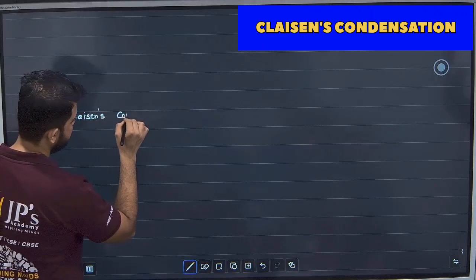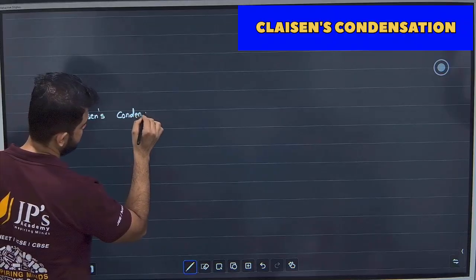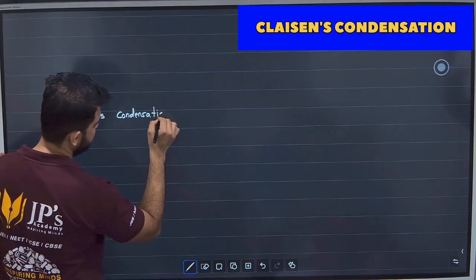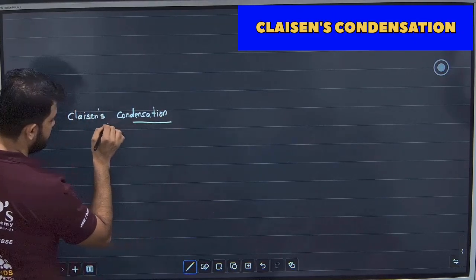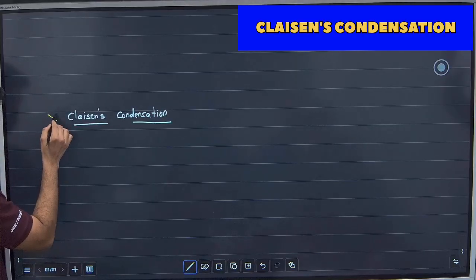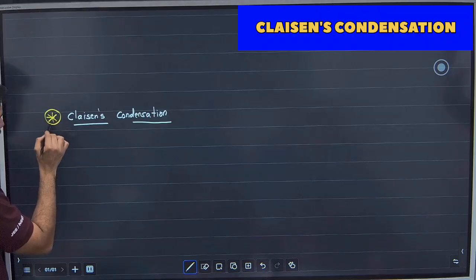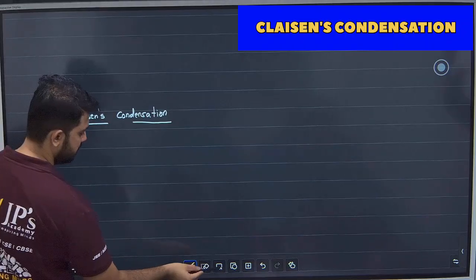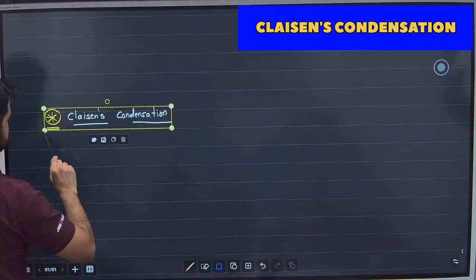Claisen's condensation. Can anybody tell me the reaction number? The next reaction that we have is called Claisen's condensation. चलो, let's understand कि Claisen's condensation में होता क्या है.